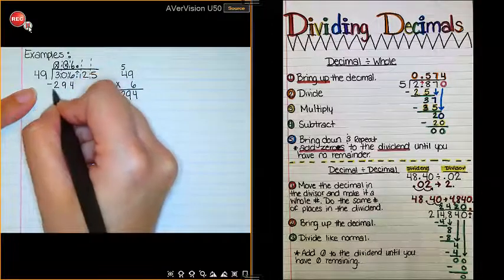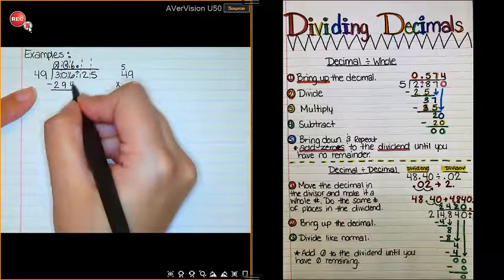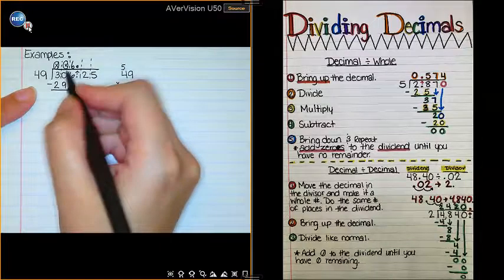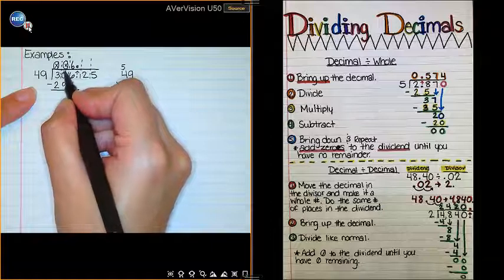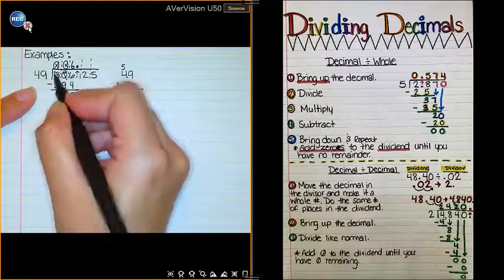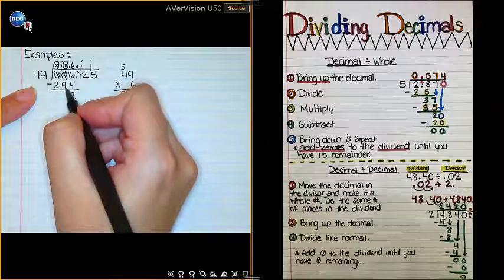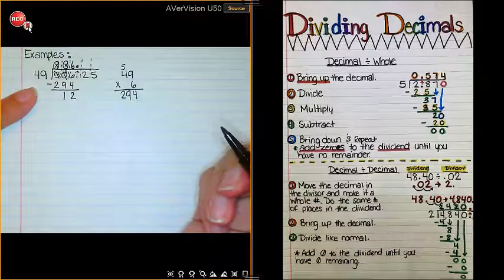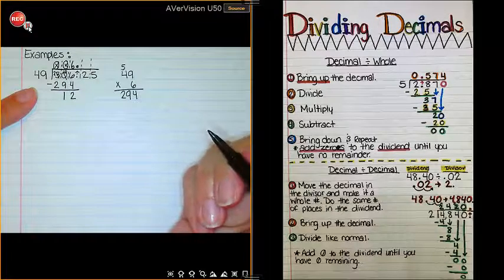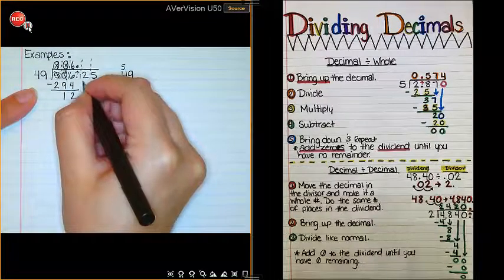And we can go ahead and subtract. 6 take away 4 is 2. We can't do 0 take away 9, so that's going to become a 10 because we're going to borrow from this 3. And 10 take away 9 is 1. So our answer is 12. Then our last step is going to be to bring down. So we're going to bring down this 2.